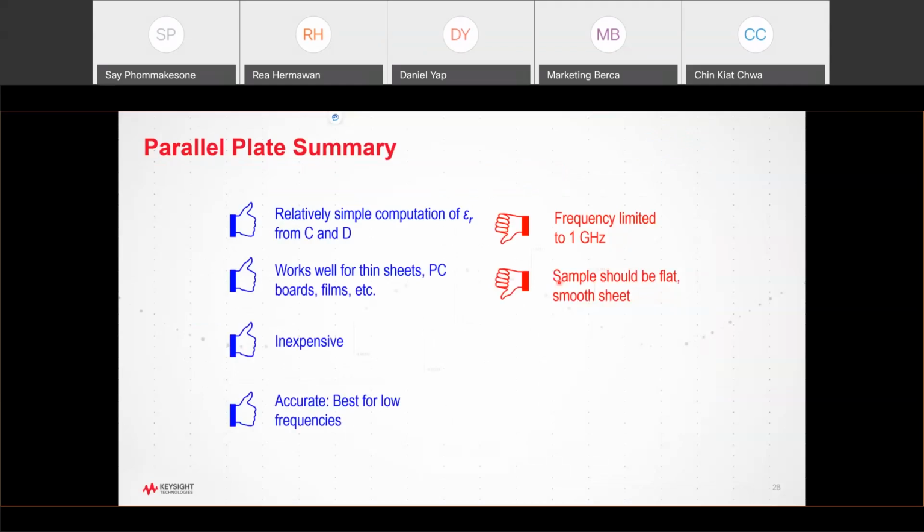So to summarize these parallel plates: basically this is limited by the frequency of the fixture, but it gives you a relatively simple computation that our software can provide, and it controls the instrument and works well within the sheet. Okay, and also this is not so expensive, relatively speaking, of course. Any questions? Just let me know.